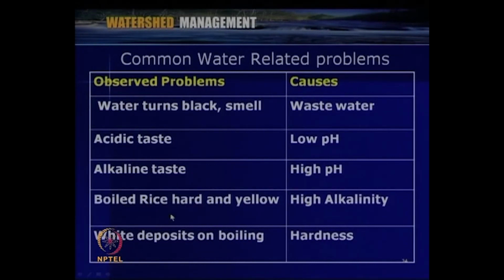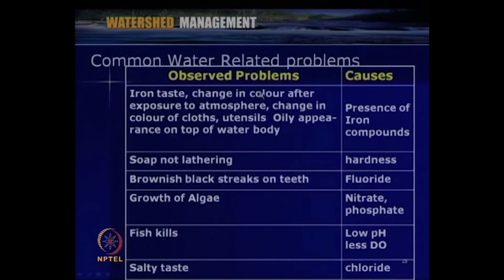Then, for example, while boiling rice, if the rice becomes hard and yellow, then we can presume that the water is slightly alkaline. White deposits on boiling mean the water is hard. Then iron taste, change in color after exposure to atmosphere, change in color of clothes and utensils, and an oily appearance on top of the water mean the presence of iron compounds. Soap not lathering means hardness.